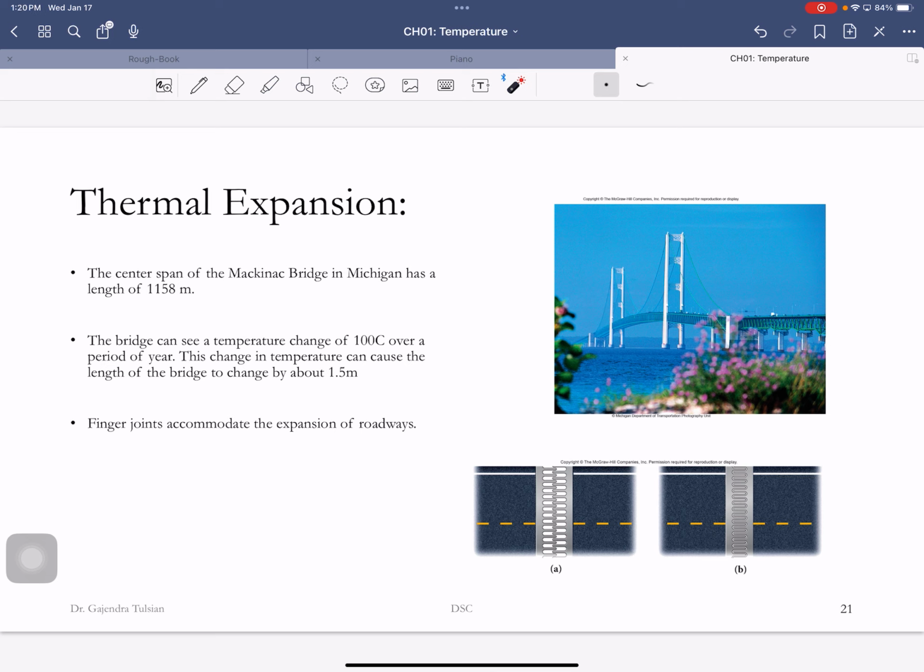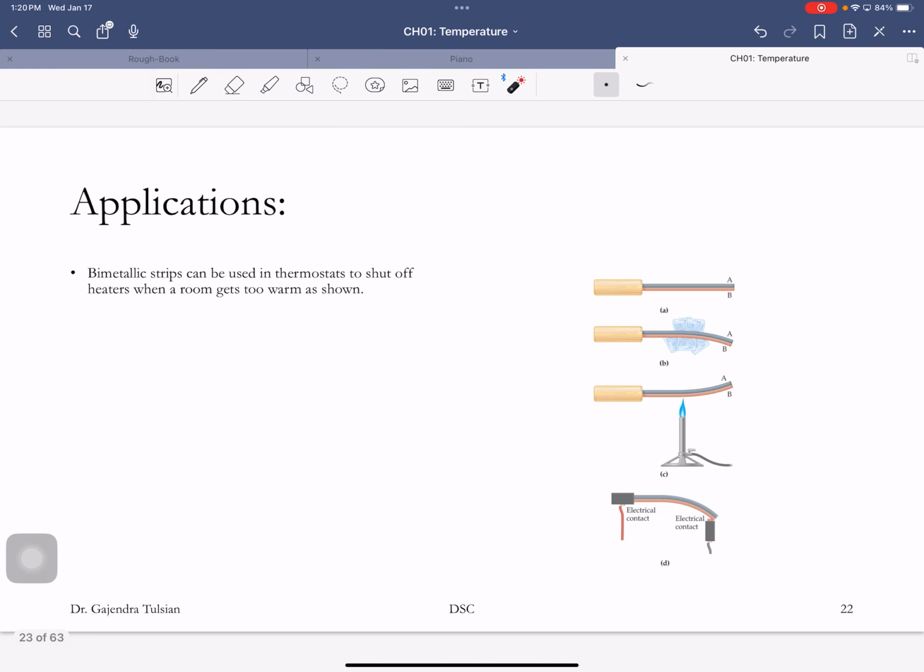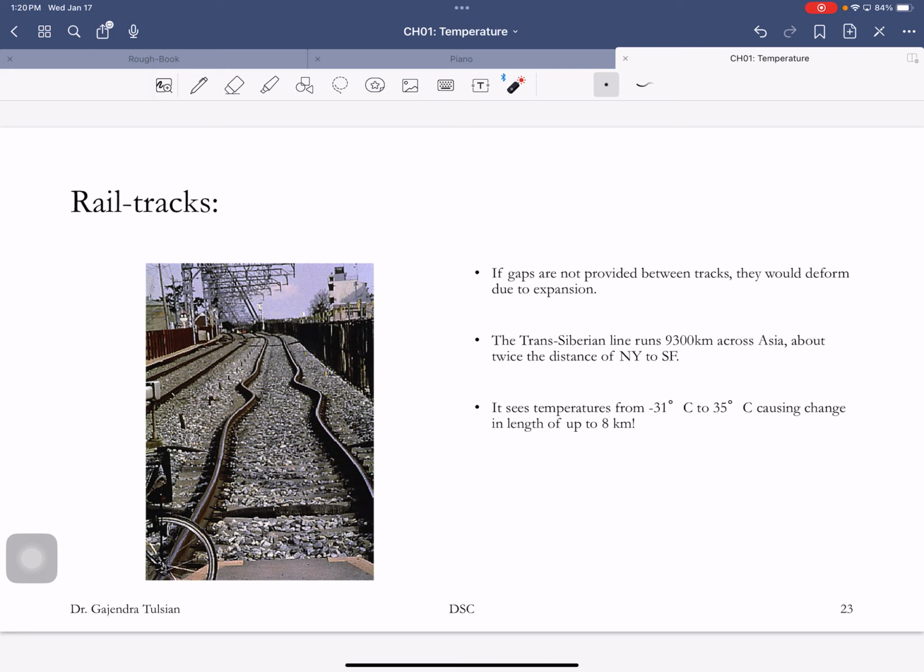Train tracks: every rail is about 25 meters, and then you have to leave expansion gaps for the summer. And this is what happens if you didn't leave enough expansion gaps. Somebody messed up here. You might have heard of the Trans-Siberian Railway, which is 10,000 kilometers across, twice the distance from the east to west coast. And the expansion gaps add up to 8 kilometers. 8 kilometers is from here to Ormond Beach.